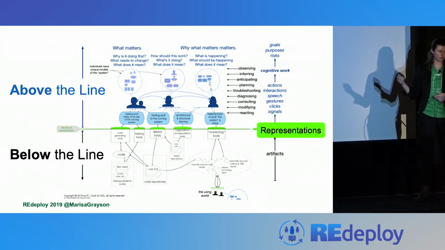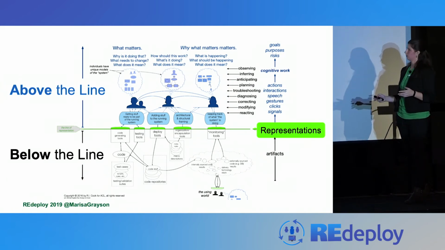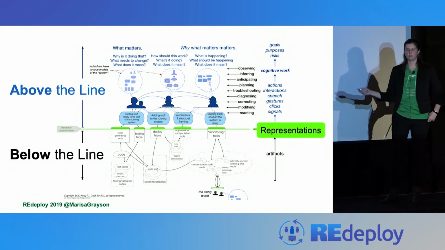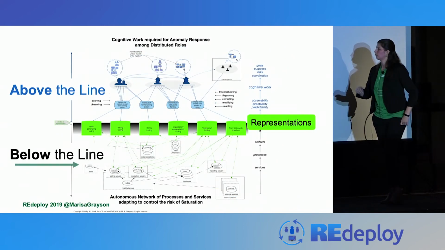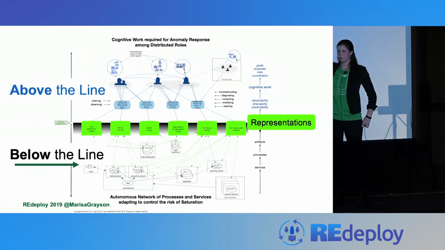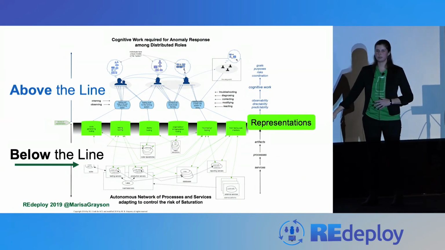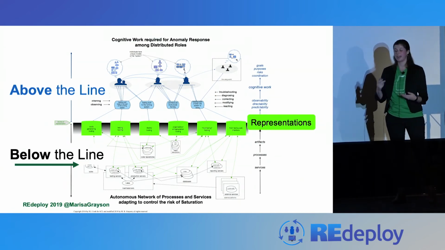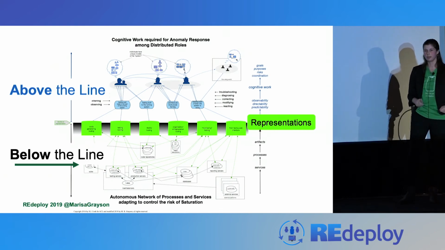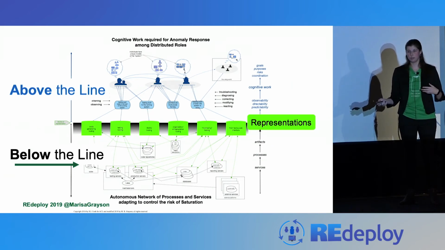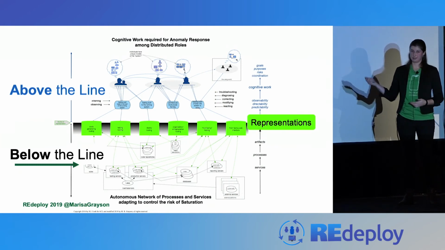So I'll remind you again about this above and below the line model, that we're very good at focusing on that cognitive work side, but we haven't talked as much about the below the line side in past research. So I'll preface that the below the line is a lot of autonomous network of processes, services that are trying to actively control the risk of saturation. And one of the difficulties is that there are so many hidden interconnections that it makes it difficult to work with when you're trying to treat it as if it's another responder.